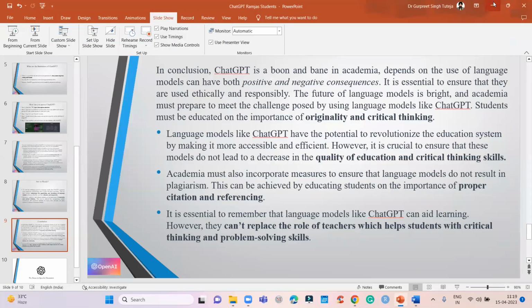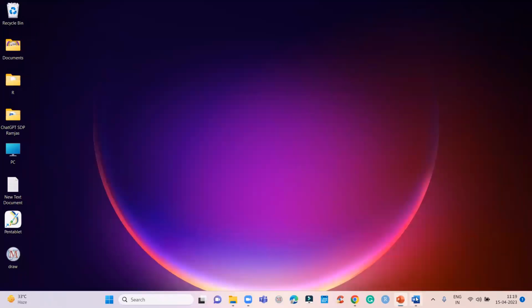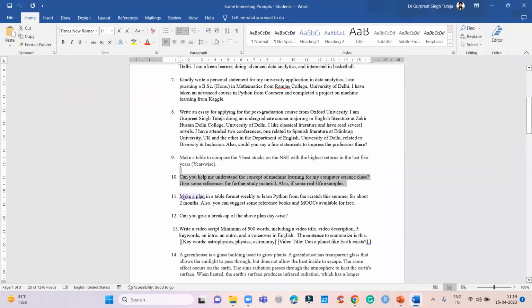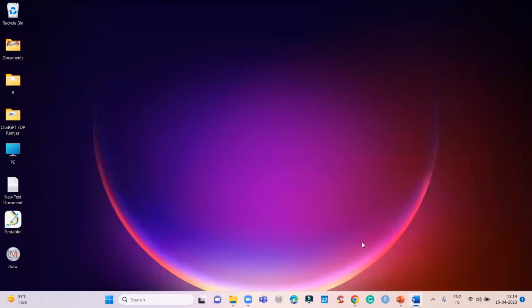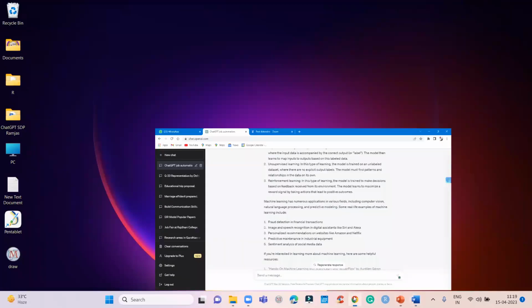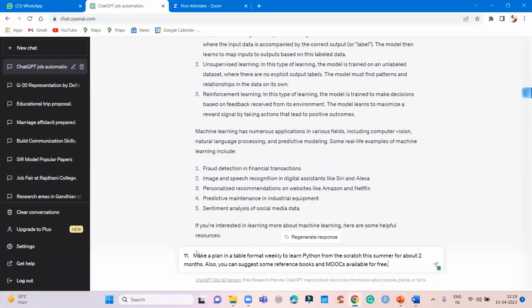Yes, we can do that also. I'll show you what prompt you can use to study in the summer. So I made a prompt. Make a plan in table format, weekly, to learn Python from scratch this summer for about 2 months. Also, suggest some reference books and MOOCs available for free. That's a beautiful question, and see the answer you get.